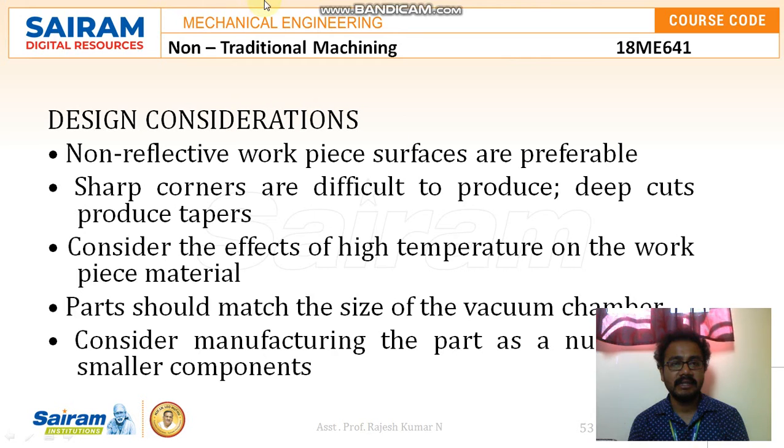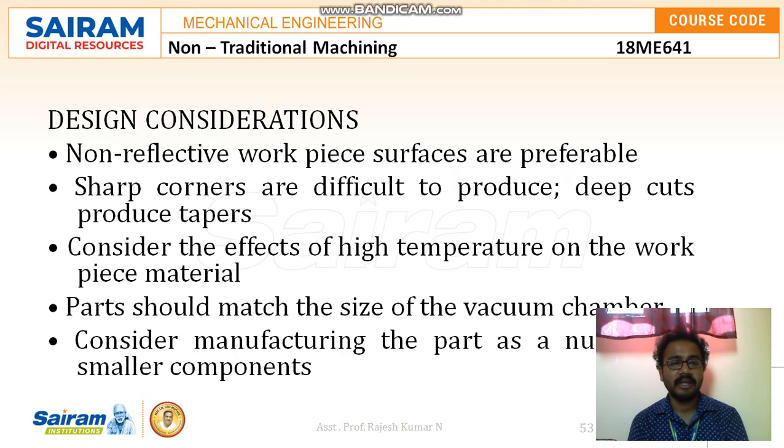And what are the design considerations? Non-reflective workpiece surfaces are preferable. This is very important, and we already studied it in the laser beam machining process also. Here we go with non-reflective workpieces, because the fast-moving stream of the electron beam can be reflected. If you go with a highly reflective material, the selection of material is very important. That is why non-reflective workpiece surfaces are usually preferable.